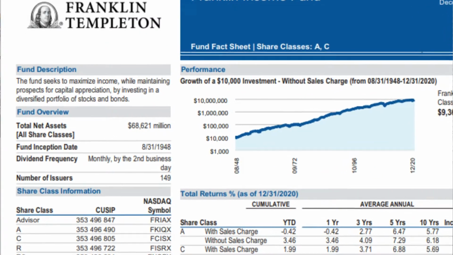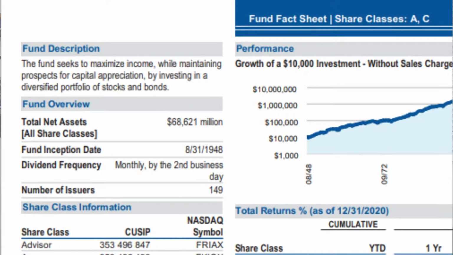Another valuable piece of information is the dividend frequency. On the fact sheet, it will clearly tell you just how often they expect to pay out a dividend. In the case of this fact sheet, it is saying monthly, and not only monthly, but by the second day of the month. So that correlates with the description of this mutual fund providing you with income. Every month, this mutual fund will pay you a dividend so that you can generate income and potentially live off that income.